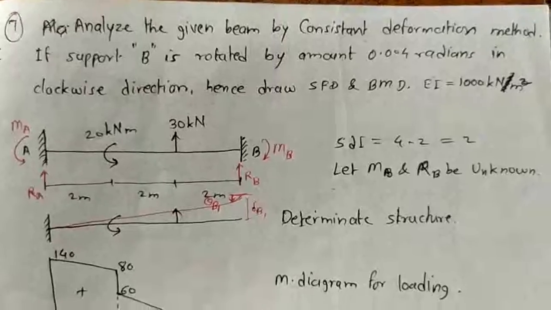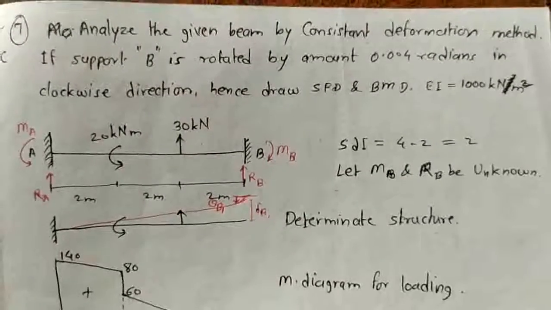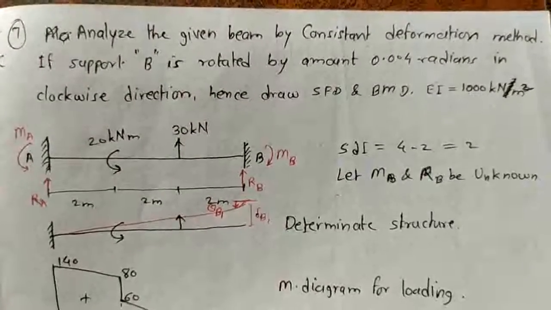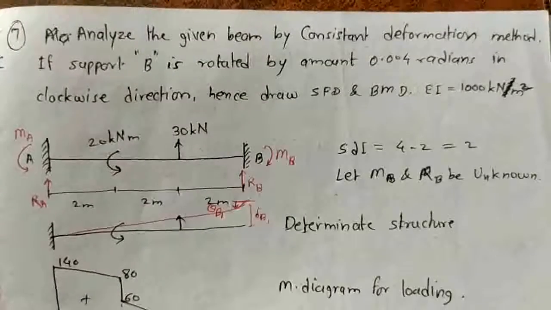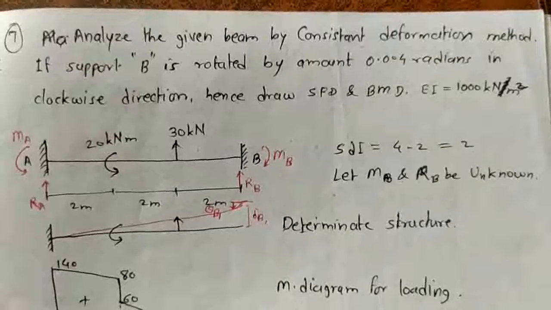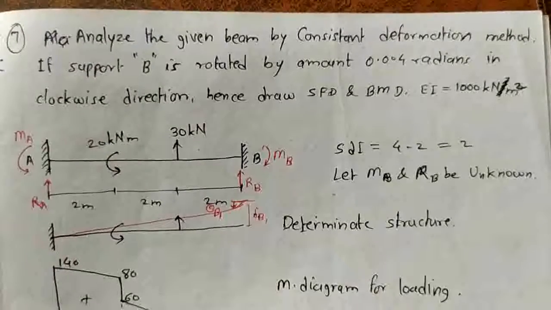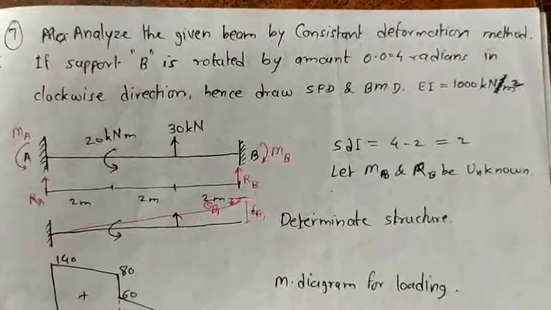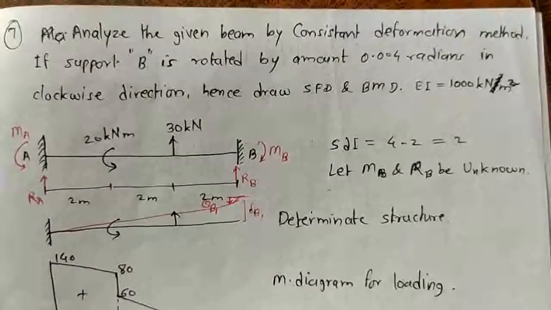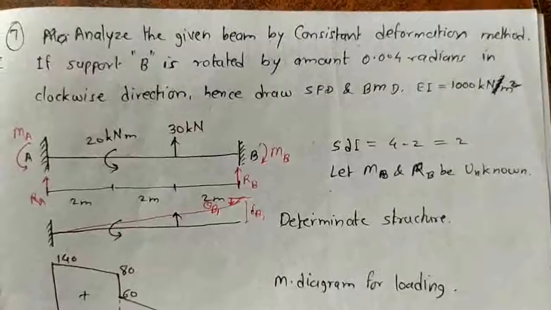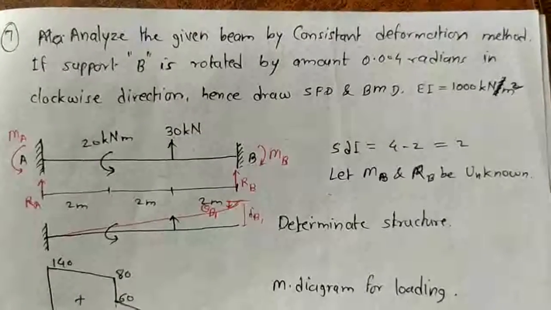Of course, to get the 4 unknowns, we require 2 equilibrium equations, that is summation Fy equal to 0 and moment equal to 0. So HDI will be equal to the number of unknowns, 4, minus the number of equilibrium equations, that is 2. So we are getting HDI of the structure equal to 2. So we can call this structure indeterminate by degree 2.